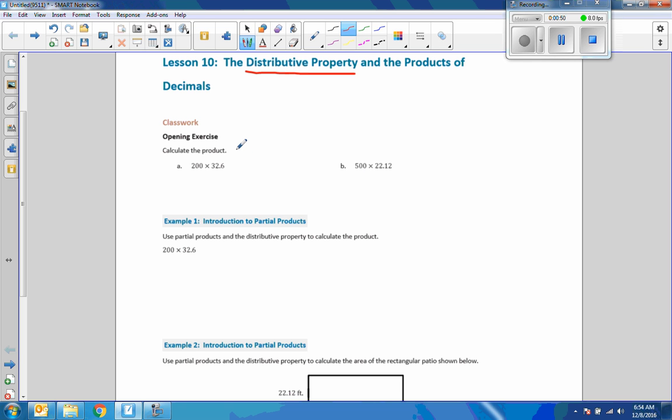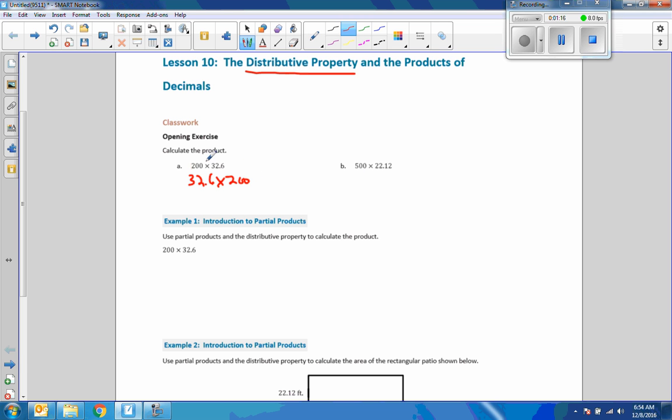Okay, so here we go. Here's how we used to do it before we knew about the distributive property. So I'm not even going to discuss the distributive property yet. We're just going to do two problems multiplying. So how do we multiply a number when there's zeros involved? Okay, there is a shortcut. Even though this says 200 times 32.6, we can change the order and do this.